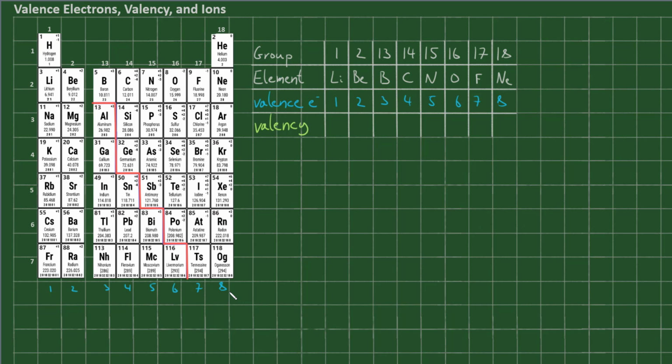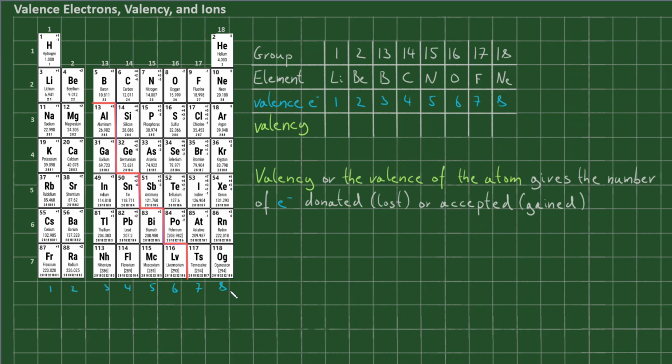Alright, so what is valency? It sounds awfully similar to valence electrons, but it is not the same thing. Valency, or the valence of the atom, refers to the number of electrons that are either donated or accepted by that atom. In other words, valency refers to the number of electrons that need to be lost or gained in order to end up with a stable electron configuration. A stable electron configuration is the electron configuration of a noble gas, the one where the outer s and p orbitals are complete. And there is a bit of a pattern for valency as well.